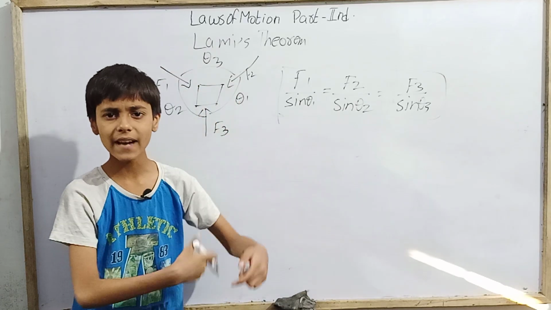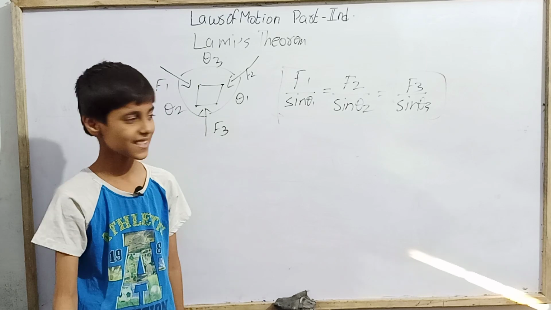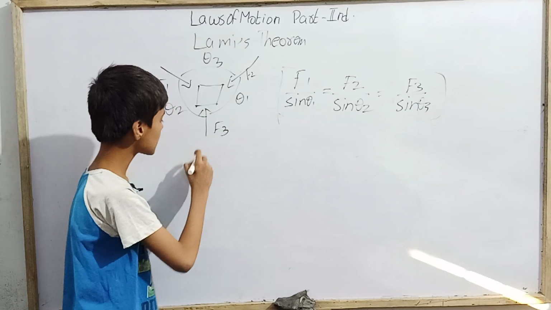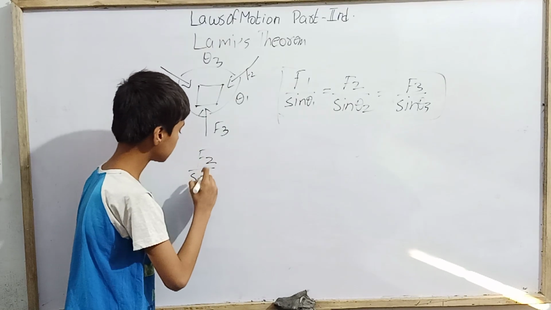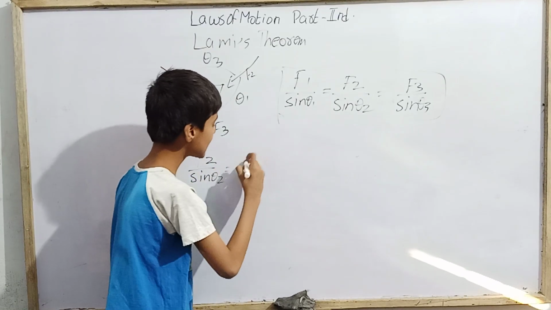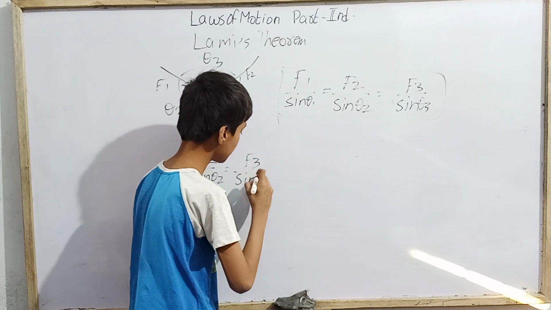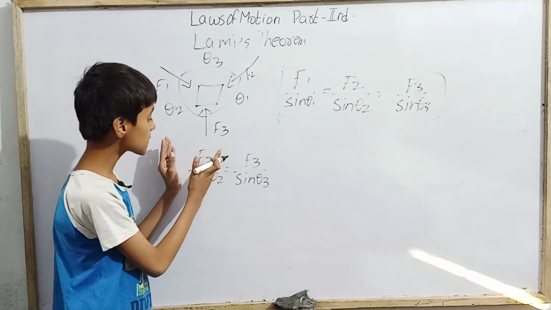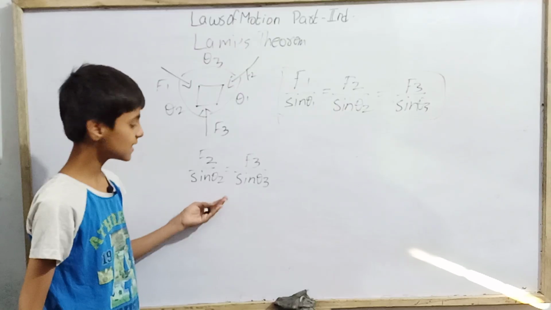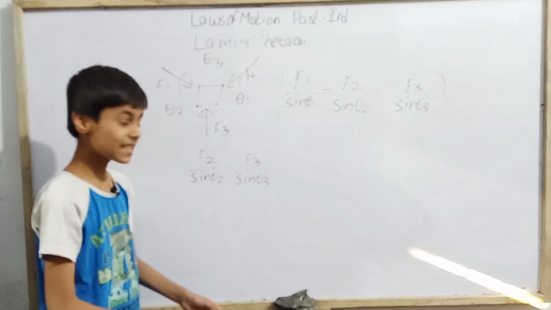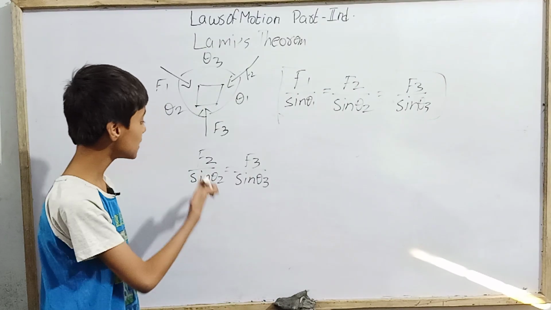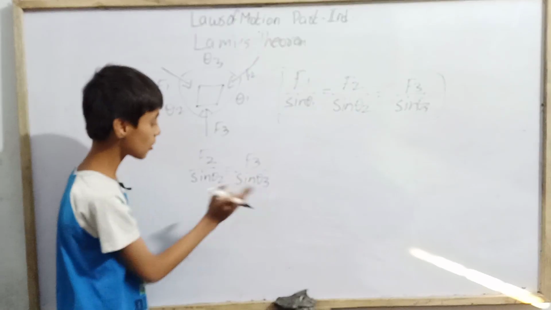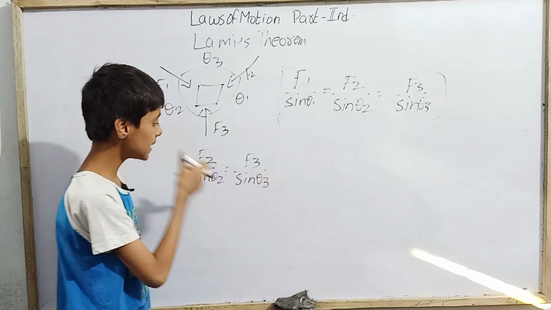So this is a really very important, interesting and nice equation. According to this, F2 by sine theta 2 is equal to F3 by sine theta 3. Suppose anyone asks me for the value of theta 3, and gives me the values of F2, F3 and theta 2. Then instantly, in F2 by sine theta 2 equals F3 by sine theta 3, first of all we do cross multiplication, and later the F will be transferred here.